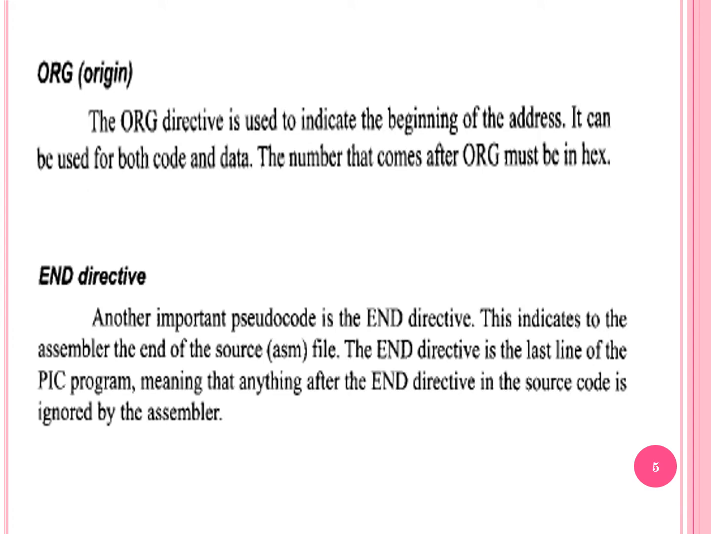Then there is the ORG directive. As we know, ORG is basically used to indicate the beginning of the address. It can be used for both code and data. The number that comes after ORG must be in hexadecimal. This you have to remember. Then the END directive is there. This indicates to the assembler the end of the source ASM file. The END directive is the last line of the program, meaning that anything after the END directive in the source code is ignored by the assembler.